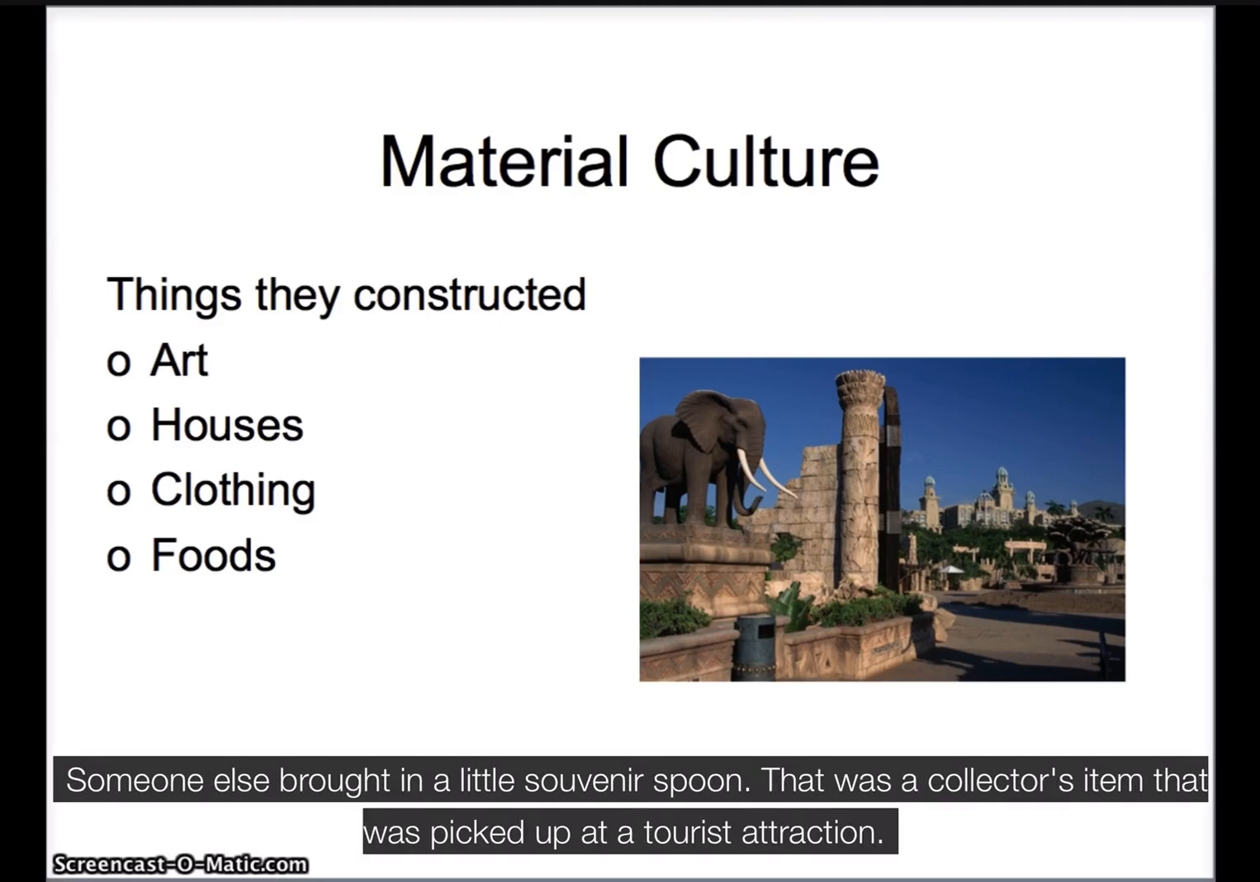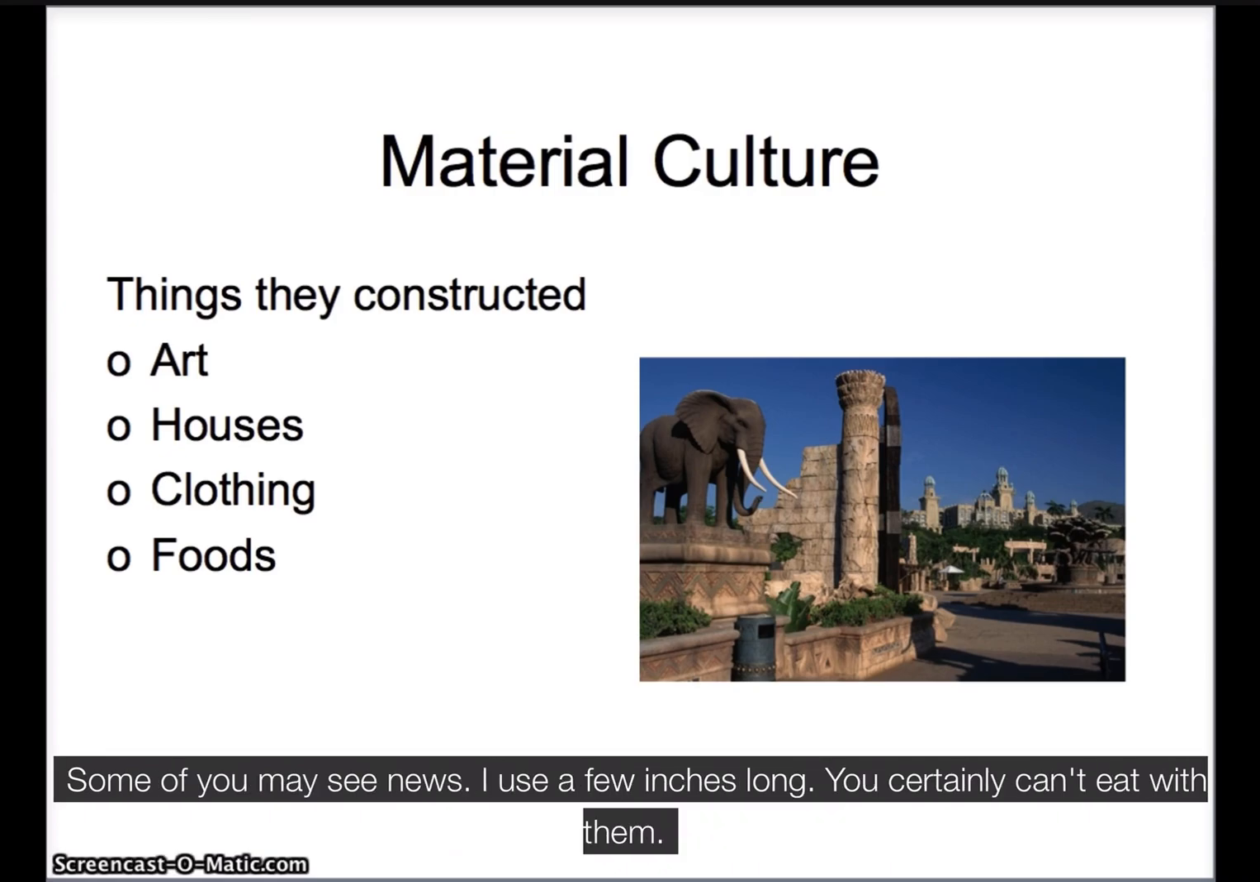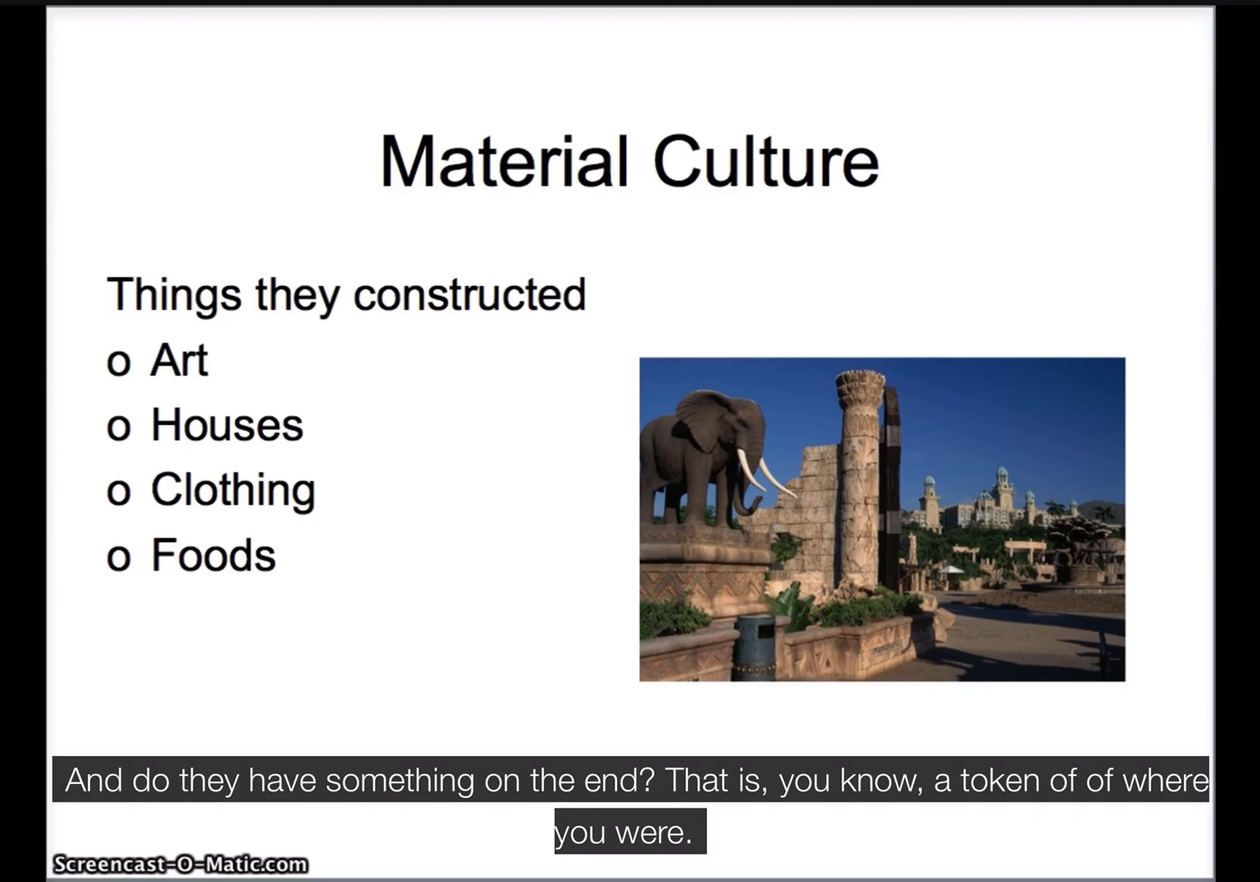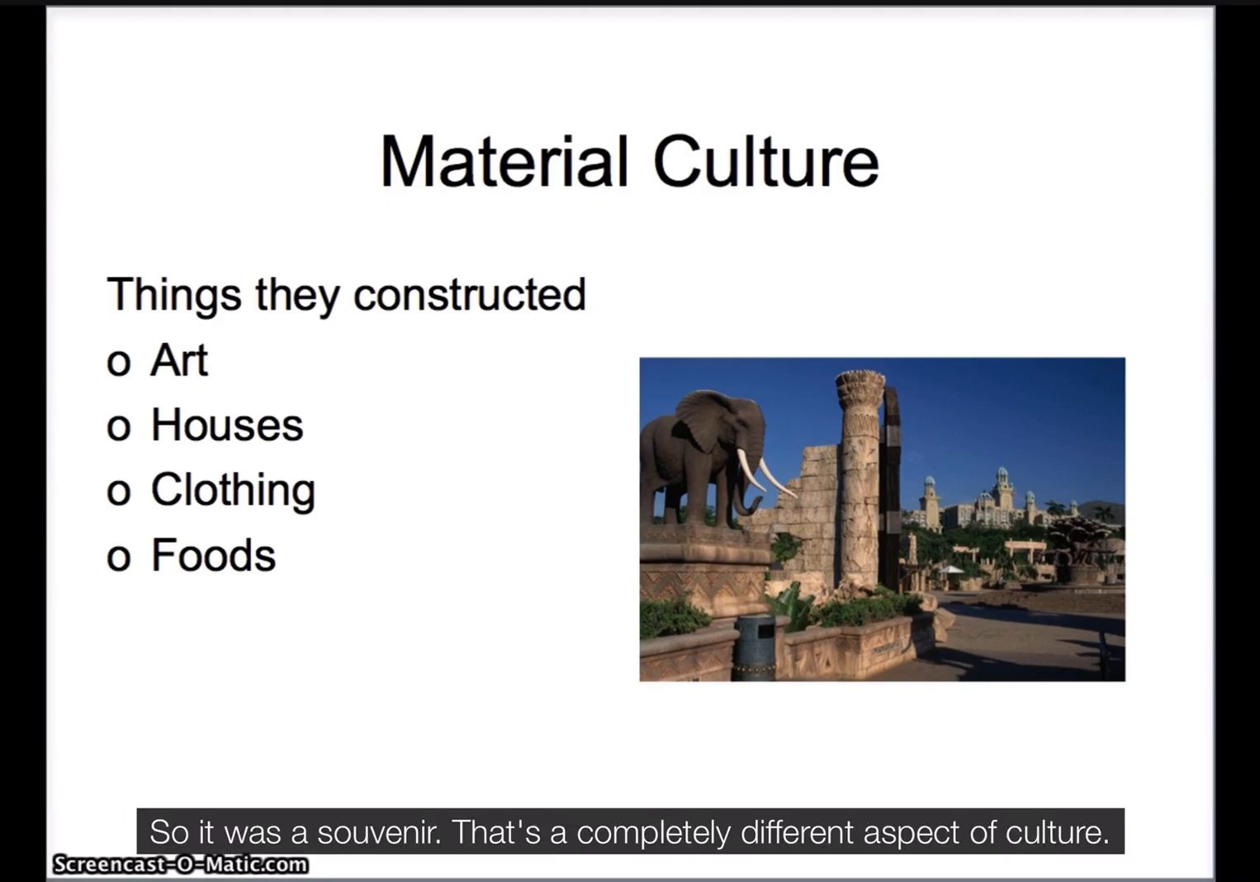Someone else brought in a little souvenir spoon. That was a collector's item that was picked up at a tourist attraction. Some of you may have seen these. They're usually a few inches long. You certainly can't eat with them. And they have something on the end that is a token of where you were. So it was a souvenir. That's a completely different aspect of culture.